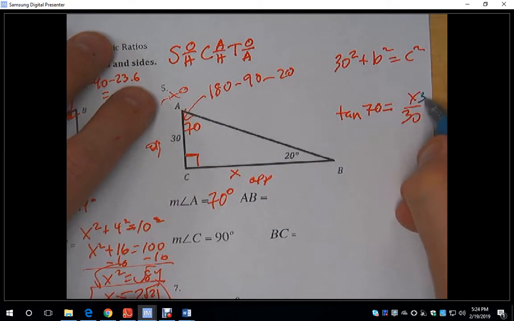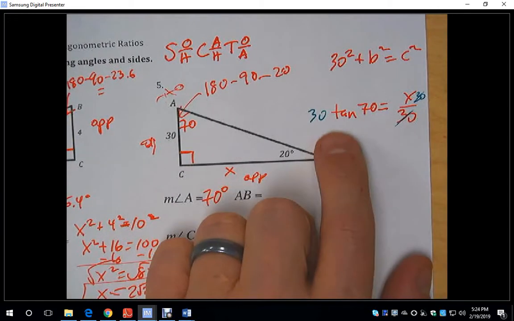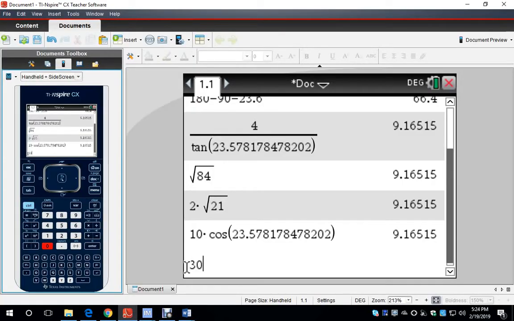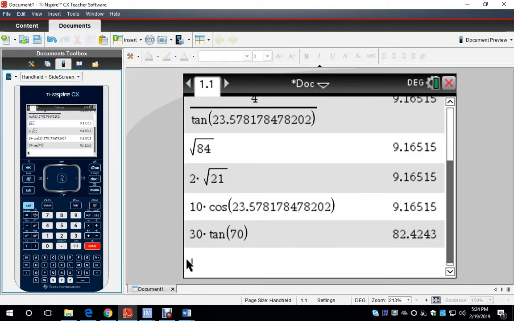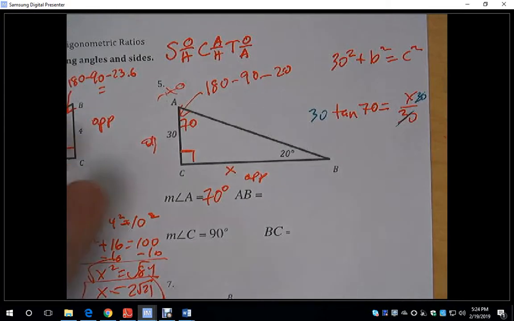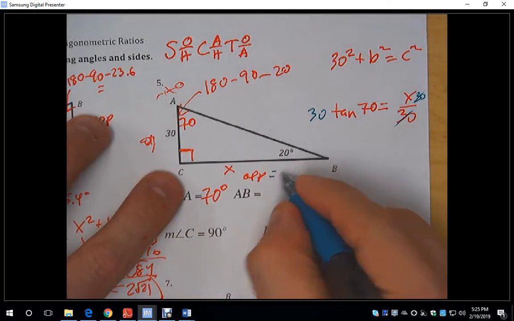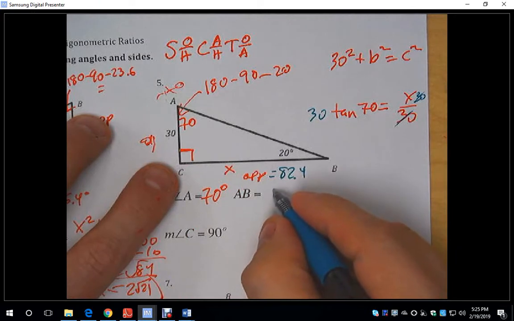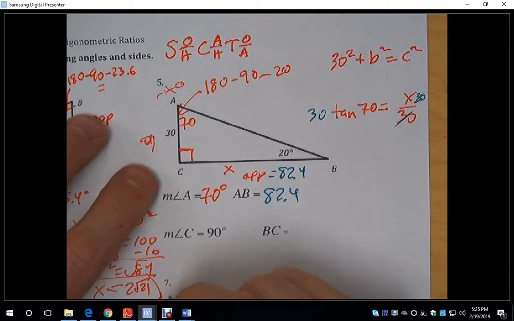I'm going to multiply by 30 to both sides, and 30 divided by 30 is going to be 1, and then throw this in our calculator. Throw this into our calculator, 30 times tangent of 70, is going to give us 82.4. So this length here is 82.4, whatever the units are, not degrees though. 82.4 feet or yards or inches or something else.